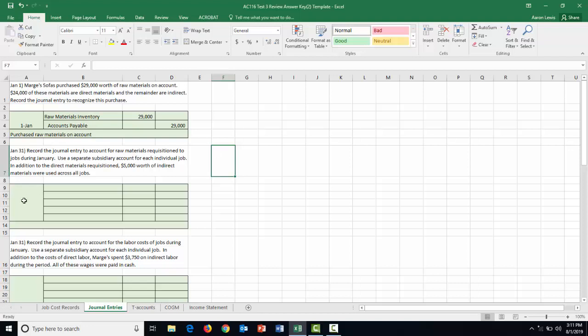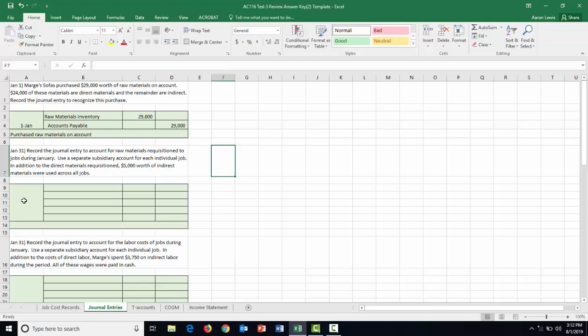We can move on to our second entry, which is the journal entry to account for the raw materials that were requisitioned to two jobs during January. We're going to use a separate subsidiary account for each individual job, which means instead of having one work in process inventory account, we're going to have a work in process inventory account for each of our separate jobs. In addition to the amount that goes directly traceable to the jobs, we're going to have $5,000 worth of indirect materials that are going to get used across all jobs.